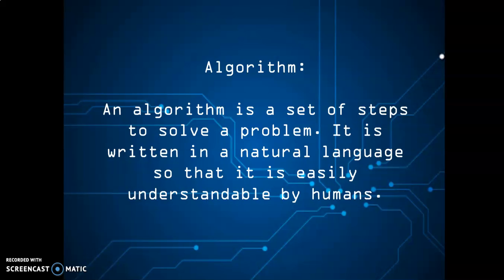It is written in a natural language so that it is easily understandable by humans. We have seen that flowcharts are the graphical representation of problem-solving steps. Whenever we encounter a problem, we try to solve it, and to solve that problem, we try to write those steps in a natural language. If we write those steps in a natural language, it will be called an algorithm. But if we draw those steps in the shape of a flowchart, it will be called a flowchart. So the steps to solve a problem written in a natural language are called an algorithm.